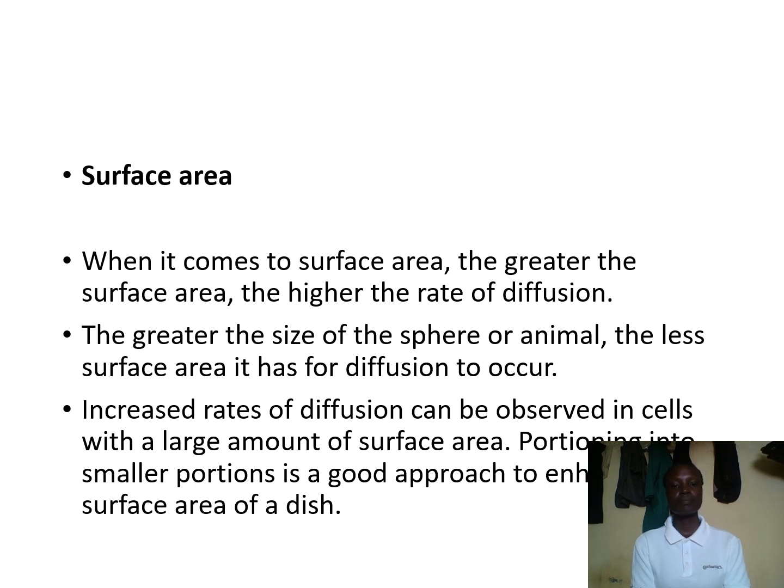Surface area. When it comes to surface area, the greater the surface area, the higher the rate of diffusion. The greater the size of an animal, the less surface area it has relative to its volume for diffusion to occur. An increased rate of diffusion can be observed in cells with a large amount of surface area. Cutting food into smaller portions is a good approach to enhance the surface area of a dish.